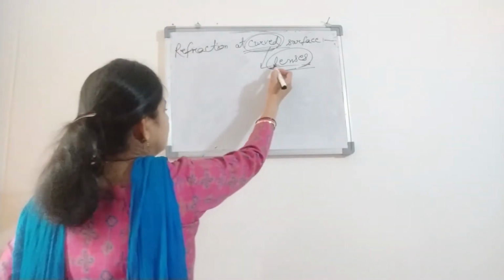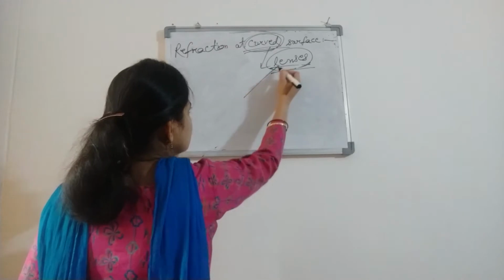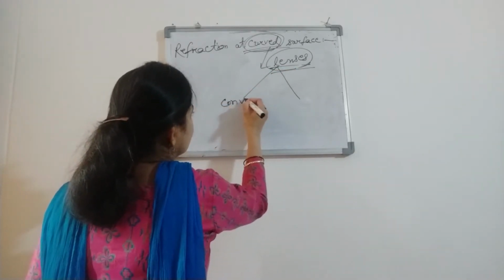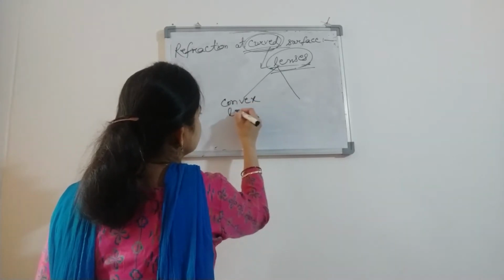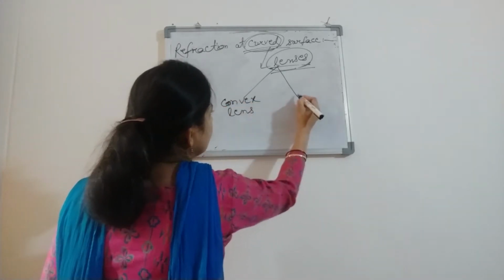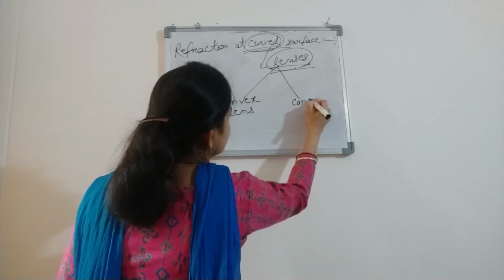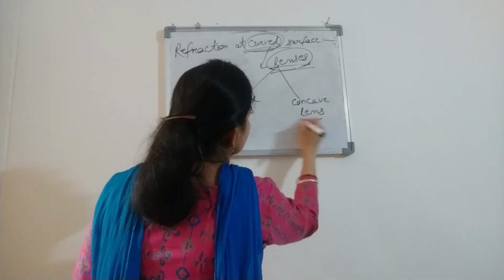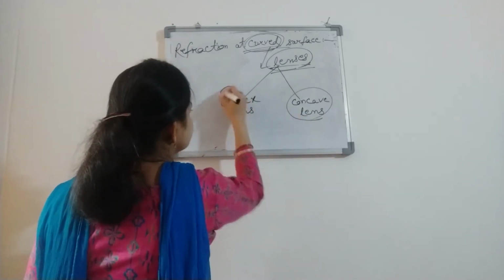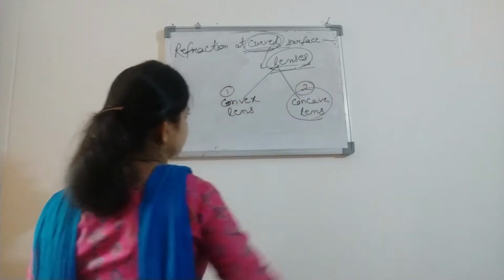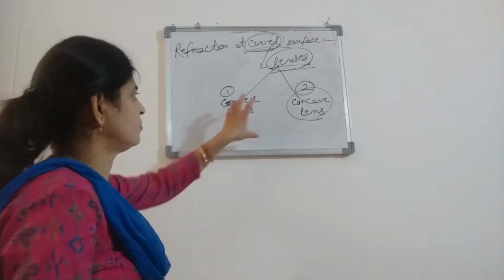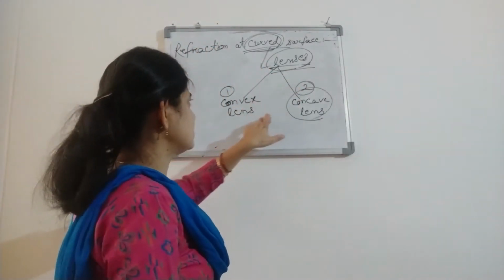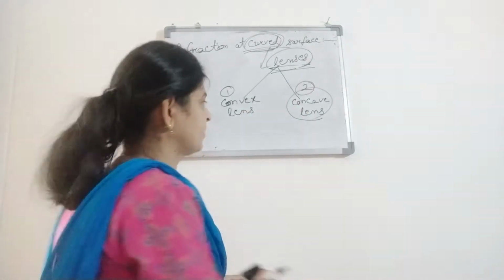So generally spherical lenses are of two types. One is your convex lens and the second one is your concave lens. So how can you differentiate between your convex lens and concave lens?